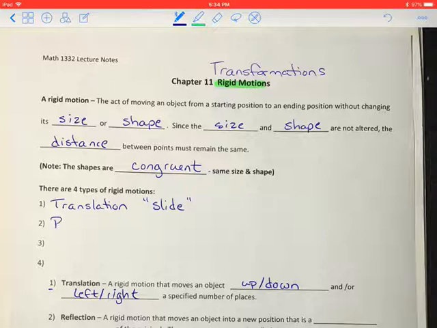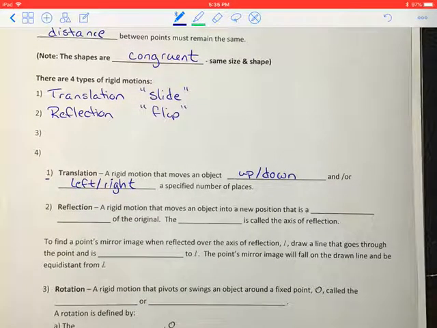The second one is a reflection. And you can think of a reflection as a flip. So for a reflection, we're going to move the object into a new position that is a mirror image of the original. The mirror is called the axis of reflection. So this mirror for us will be a line. So we're basically going to have a line and we're going to reflect or fold on that line.